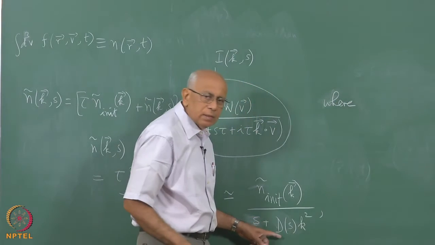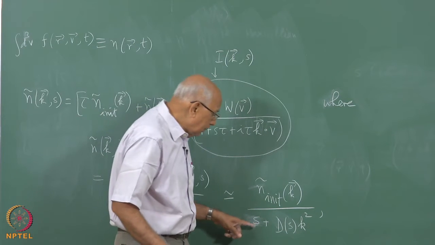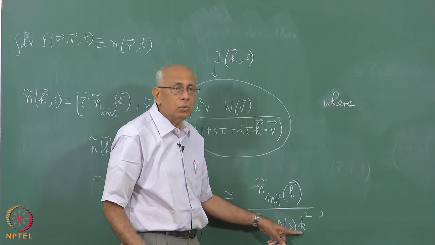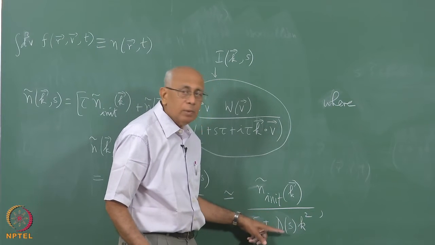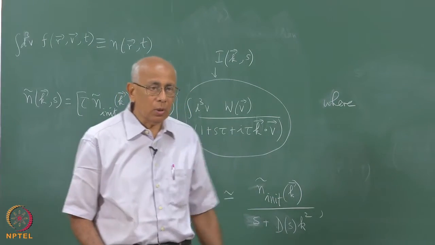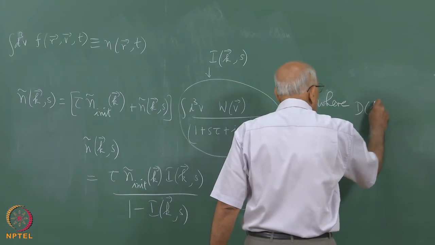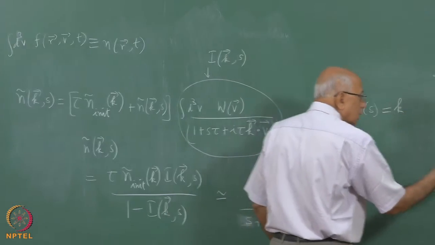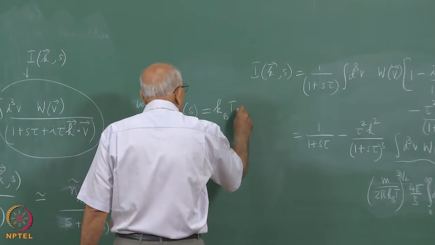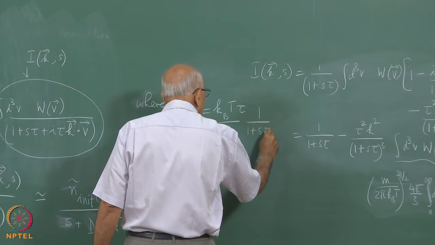I've used D of s deliberately because it has dimensions of the diffusion coefficient. This fellow has dimensions of time inverse, and this fellow is length to the minus 2. So this whole thing must have dimensions L squared over T, which is the dimensions of the diffusion constant. So I called it D of s, but it's a function of s, where D of s is equal to, and now it's not surprising, you're going to get the temperature dependence from here. So it turns out to be k_B T tau over m, times 1 over 1 plus s tau.